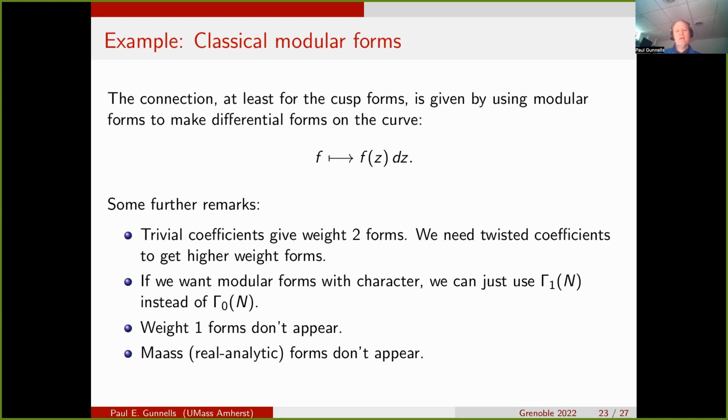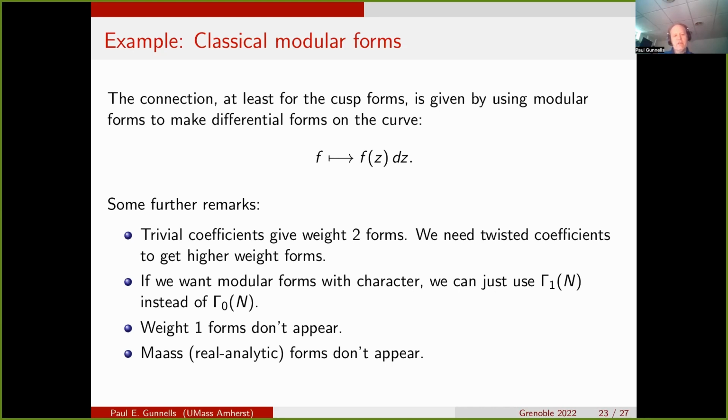If in addition we want modular forms with character, we can use another congruence subgroup. We don't have to use gamma naught of n. Those are the ones that give us modular forms of trivial character. If we want more interesting characters, we can use gamma 1 of n. This is the subgroup congruent to the identity, or upper triangular unipotent, mod n.